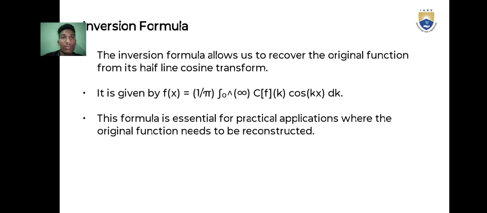Inversion formula. The inversion formula allows us to recover the original function from its Fourier cosine transform. It is given by f of x equals 1 by pi times the integral from 0 to infinity of F_c of k cos of kx dk. This formula is essential for practical applications where the original function needs to be recovered.